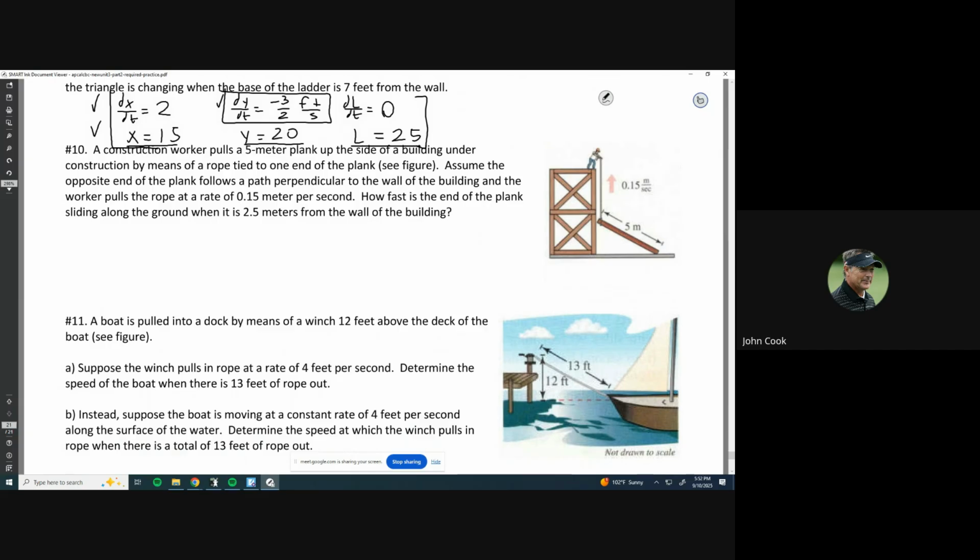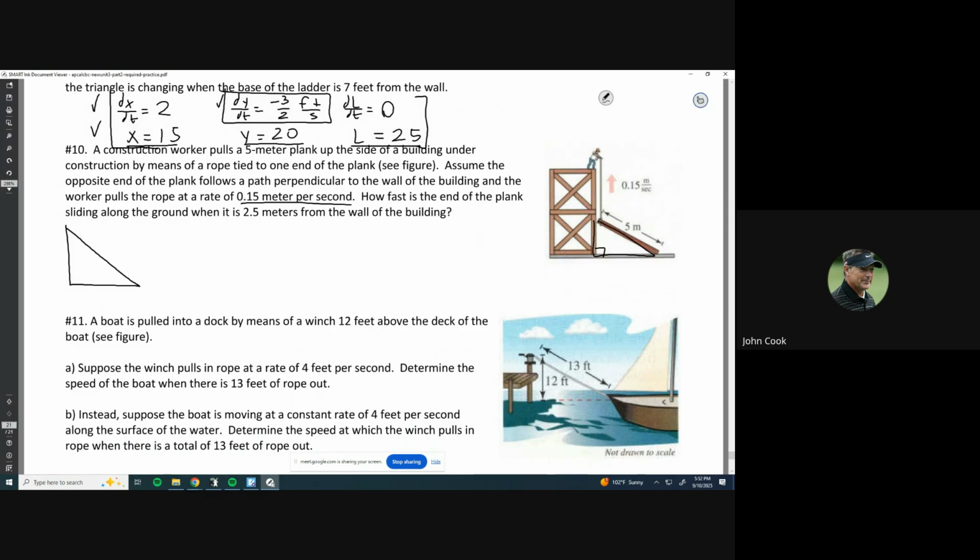Assume the opposite end of the plank follows a path perpendicular to the wall of the building, and the worker pulls the rope at a rate of 0.15 meter per second. So that's nice. If it's perpendicular, that means that we've got a right triangle for sure. And we got a rate also because we got meters per second, which is pretty cool. So we can figure out what that means in a second. How fast is the end of the plank sliding along the ground when it is 2.5 meters from the wall of the building? Okay, so obviously we've got a right triangle here.